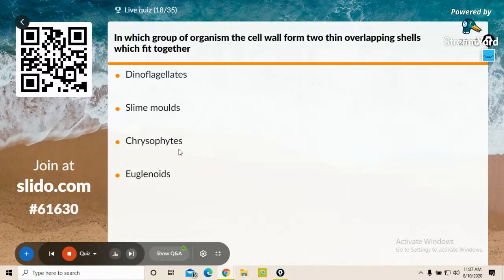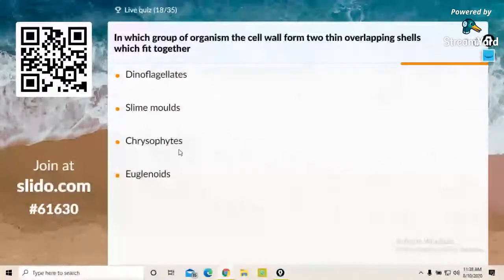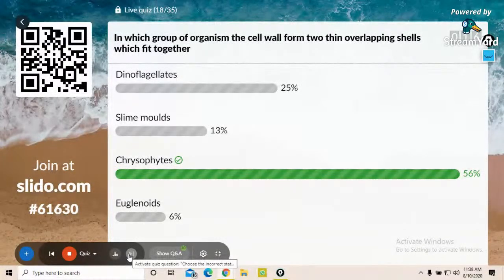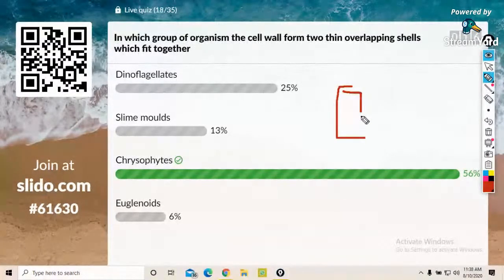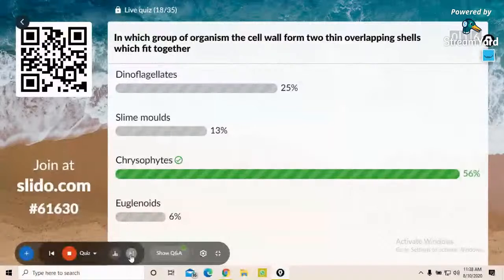In which group of organisms does the cell wall form two thin overlapping shells which fit together? Dinoflagellates, slime molds, chrysophytes, euglenoids. Yes, 56% of the students with the correct answer. Looks like a soap box. You have this in your NCERT. These are called frustules, epitheca and hypotheca.